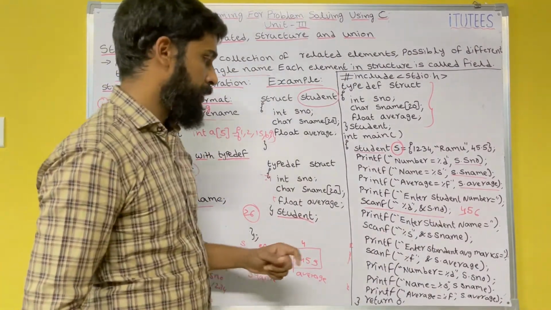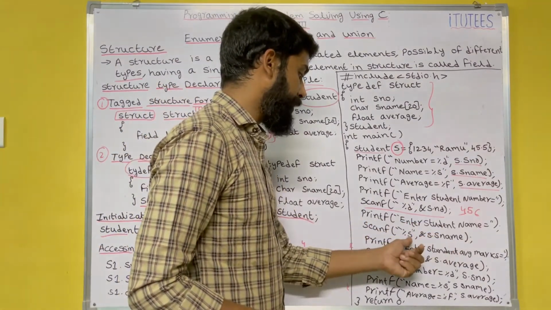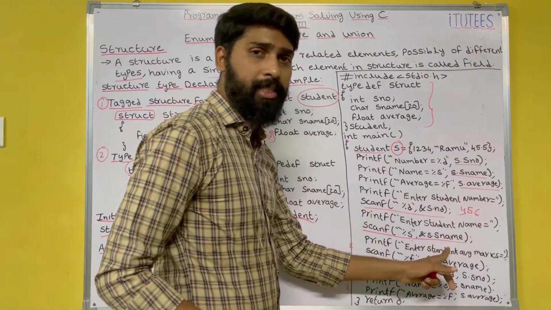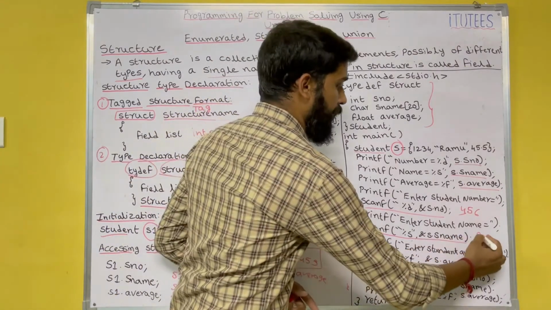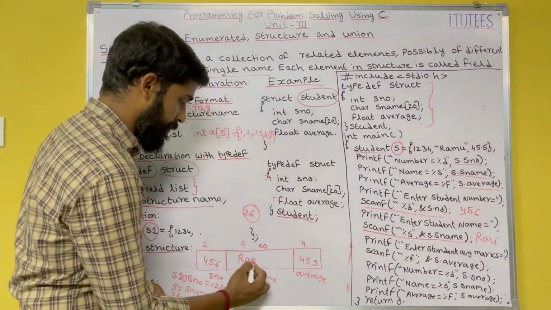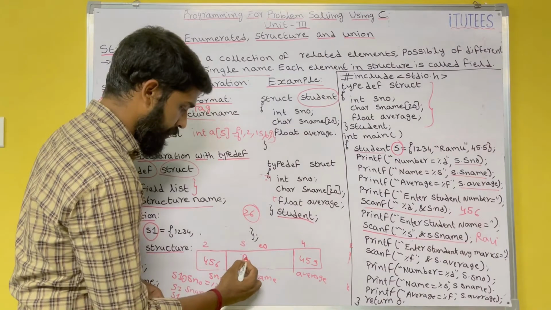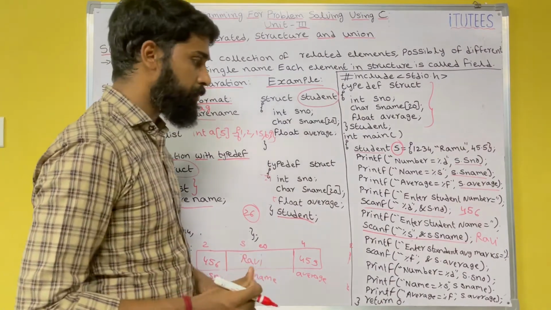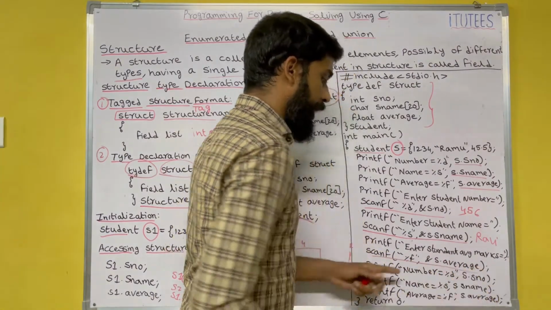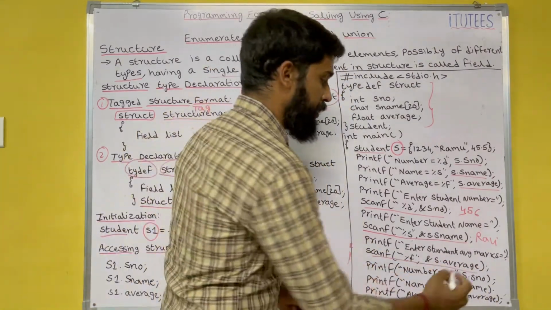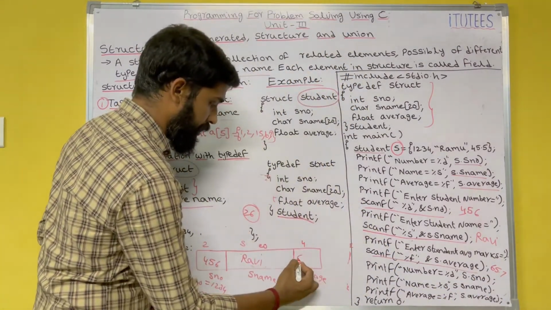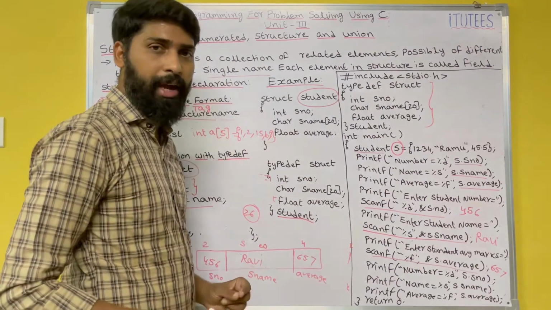Next, enter student name, %s. scanf %s ampersand s dot s name. Now I enter Ravi. So now Ravi is stored in this s name. So next, enter student average marks. scanf %f ampersand s dot average. For example, I enter 65.7. Now 65.7 is stored in s dot average.